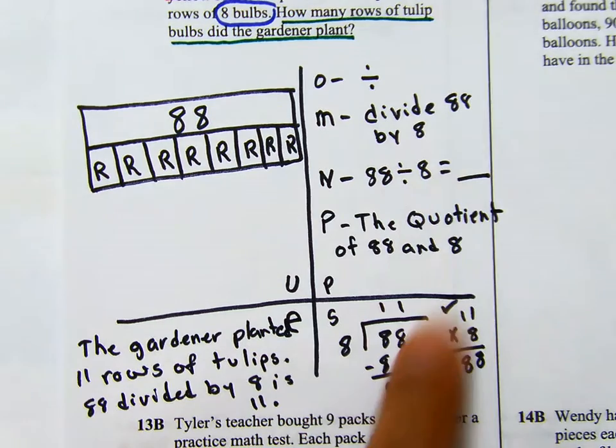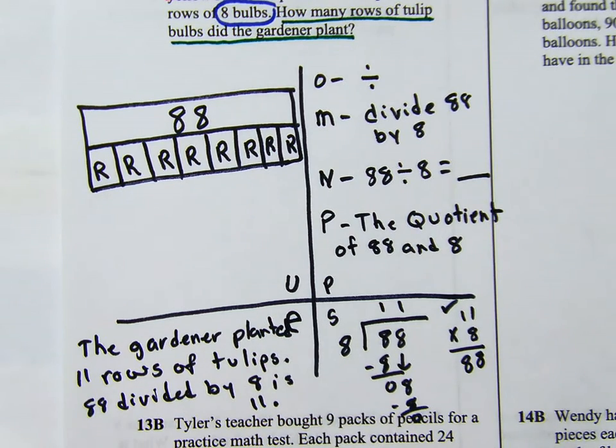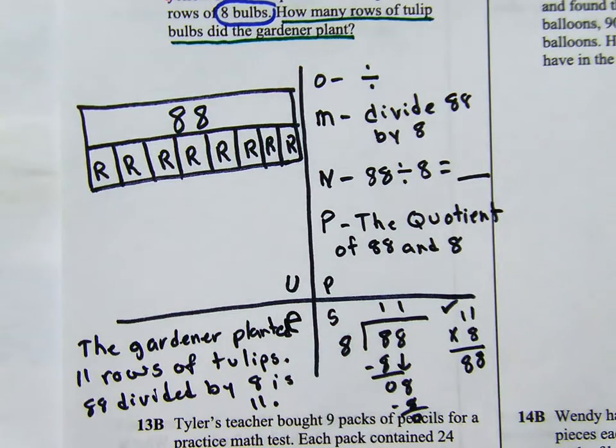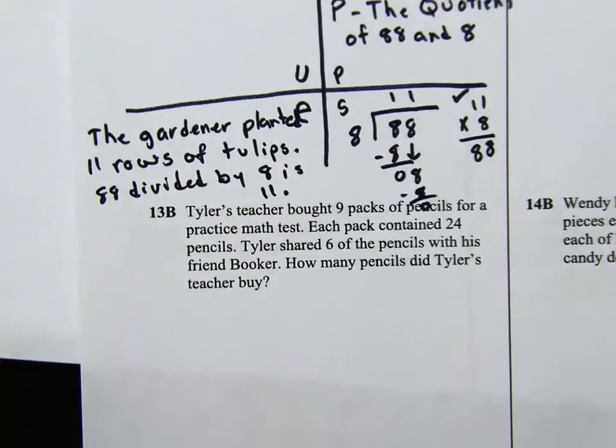And that's how we use the UPSI model to help us answer that question. Now you try 13B on your own.